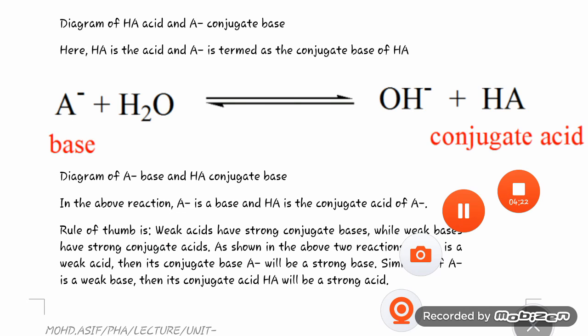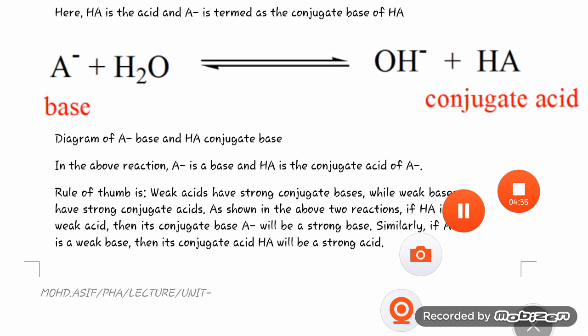Next, base. Here A- ion plus water gives OH- plus HA. The diagram shows the A- ion based on the HA conjugate base. In the above reaction, A- is the base and HA is the conjugate acid of the A- ion.